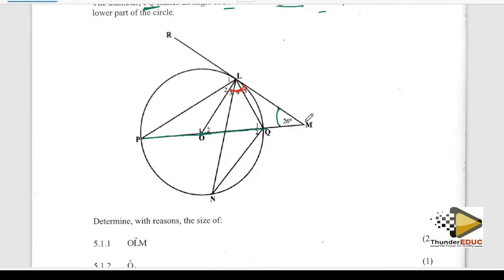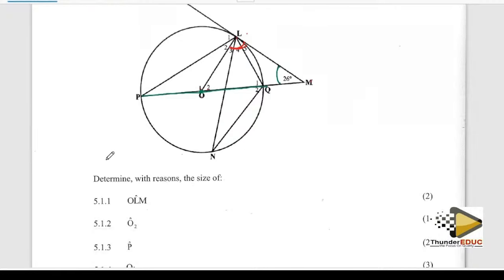Does that make sense? Yes, because we know that OL is a radius. So what angle is that? What I can say is that OLM is going to be 90 degrees. Okay, OLM is 90 degrees. That is the statement. The reason is that a tangent is always perpendicular to the radius. Some people call it tan perpendicular to the radius. Then they want us to get O2.